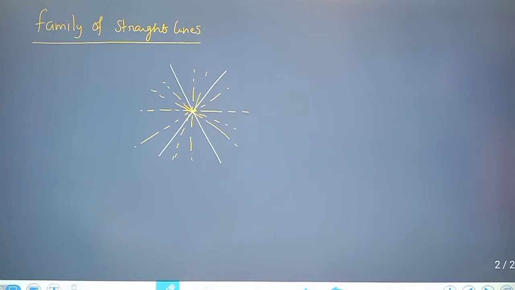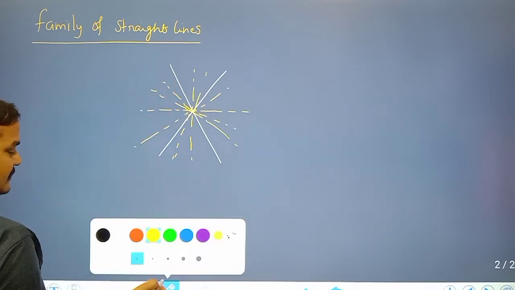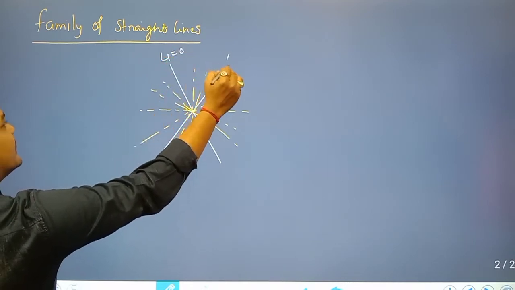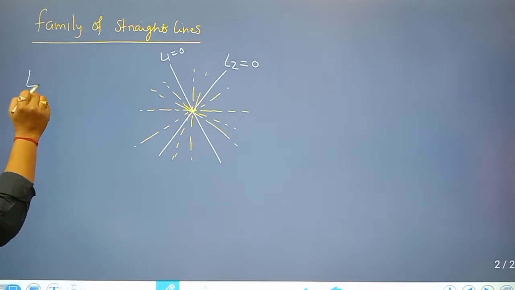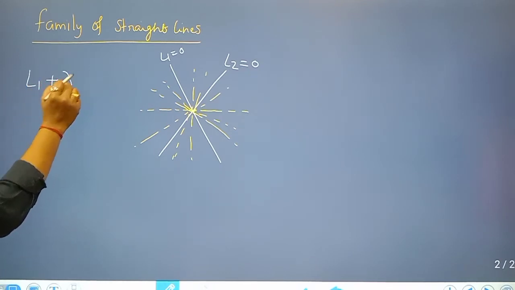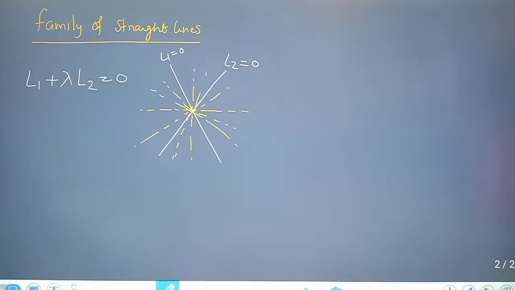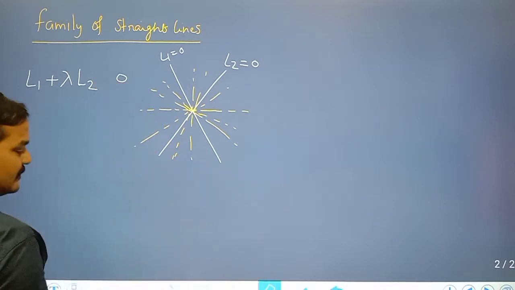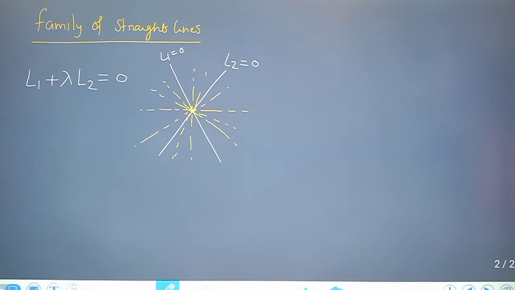So what is the general equation of the family of straight lines? If you consider the first line L1 is equal to 0 and the second line L2 is equal to 0, then the equation is L1 plus lambda into L2 is equal to 0. This is the equation of the family of straight lines, where lambda is any scalar.